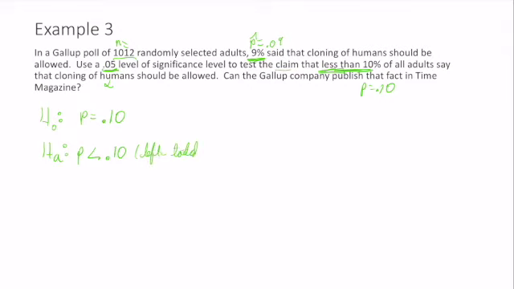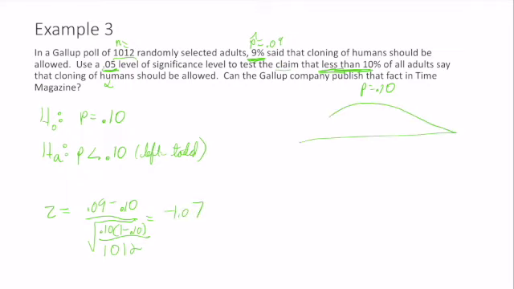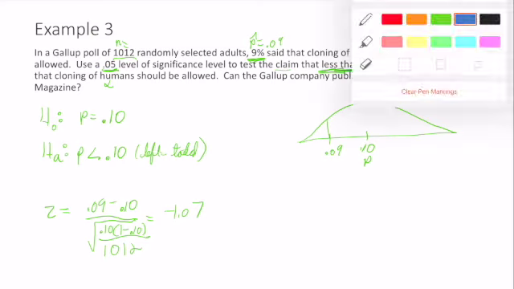So I'm going to take my z-score, that's going to be 0.09 minus 0.10 over the square root of 0.10 times 1 minus 0.10 over 1,012. And this gives me negative 1.07. So here's my normal curve. Here's our p-value. Here I am at 0.09. I'm trying to find the area in this tail.